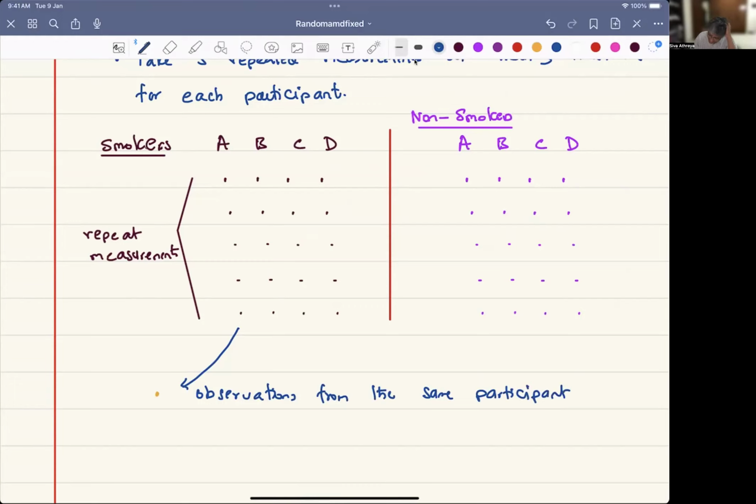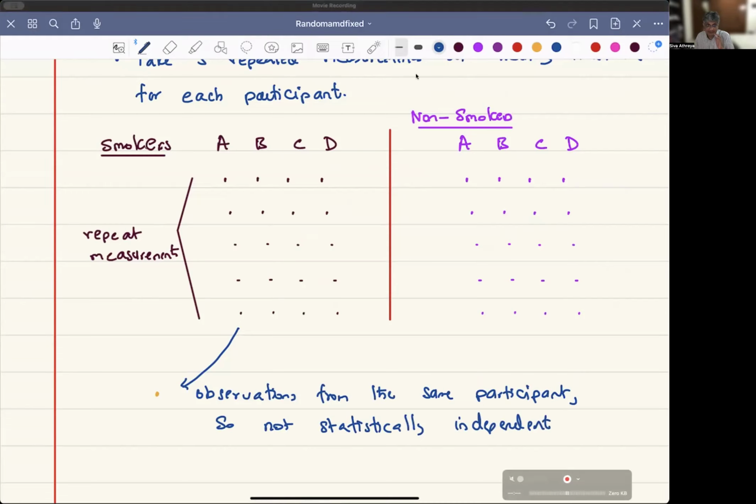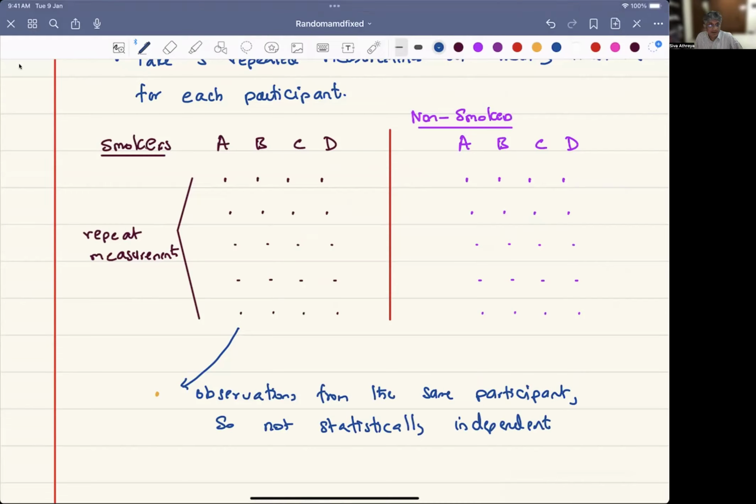And in some sense, they are not statistically independent. So you have to keep that in mind. It depends on the person, and in a dependent way. So all those things. And the other is that, of course, there is one random effect that you have by the sampling of people.